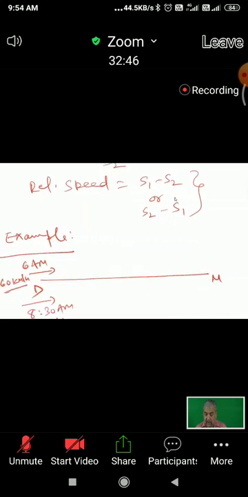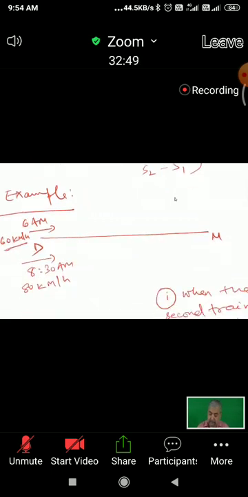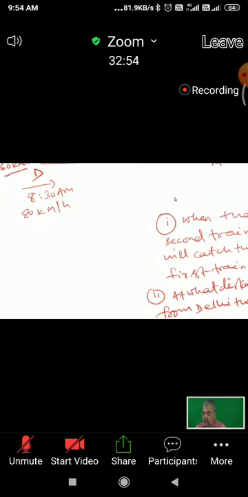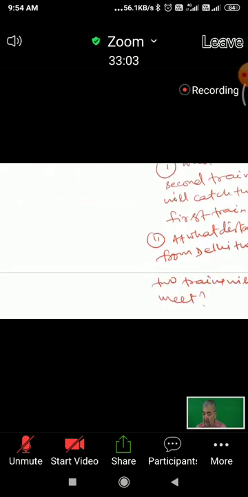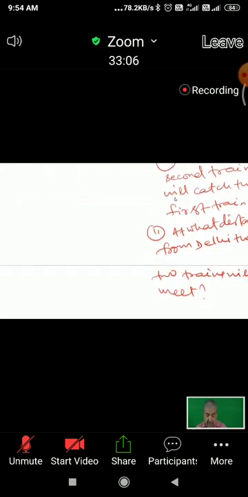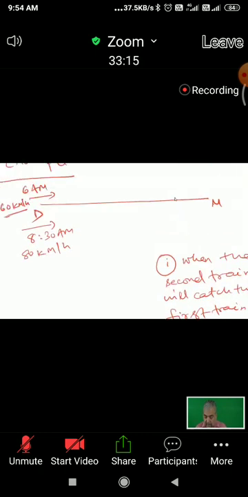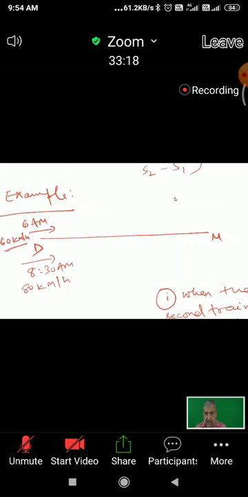Okay, so this is the example. Two questions: when will the second train catch or overtake the first train, and at what distance from Delhi will the two trains meet. See, this question is general. Based on the same concept, many questions can be asked. So try to understand.